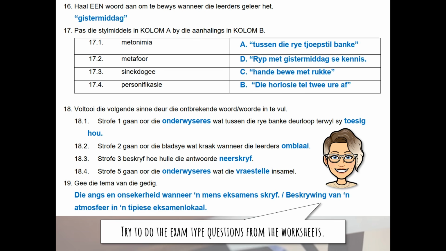And then number 19, you have to give the theme of the poem. "Die angs en onsekerheid", so the fear, the anxiety and the uncertainty of when a person is writing exams, or you could say the description of the atmosphere of a typical exam venue.